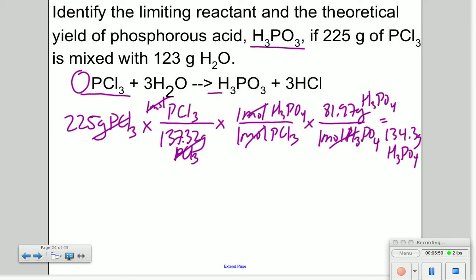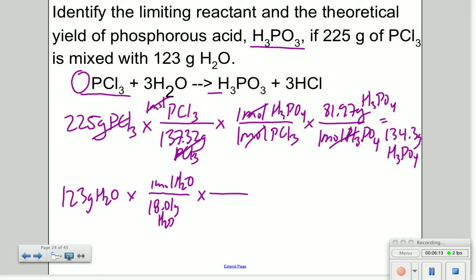Now the other one, I have to start with water, 123 grams of water. So I'm in grams of water. I've got to convert to moles of water because I need to use the mole ratio. So 1 mole of H2O, the molar mass of water is 18.01. I'm in moles. Now I can use the mole ratio. I look at the coefficient in front in the chemical equation. It looks like I have 3 moles of H2O, and I want to get to H3PO3. So that's 1 mole H3PO3.